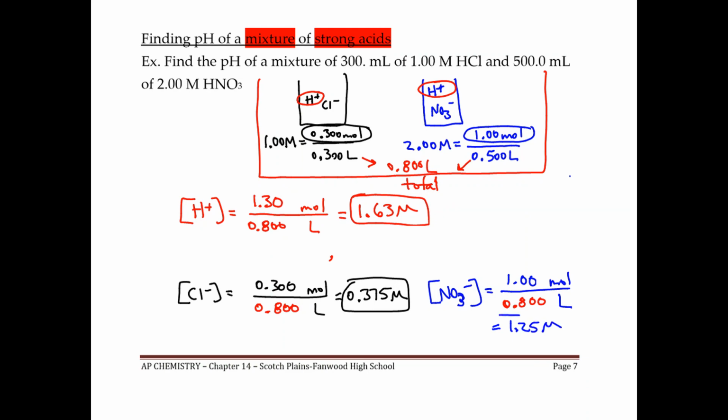So when you mix two strong acids, they're both strong, so it doesn't matter which one you start with because they're both the same, and there's no ICE calculations at all. You just do molarity equals moles over liters, and then get the total moles of each ion over the total liters of both solutions and find each of your molarities.